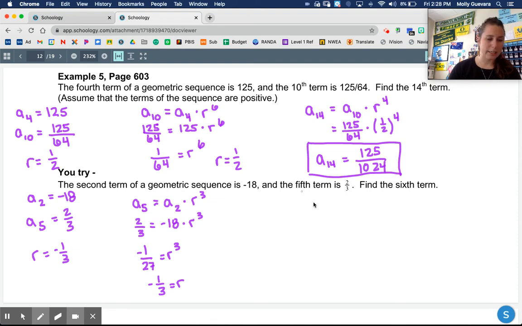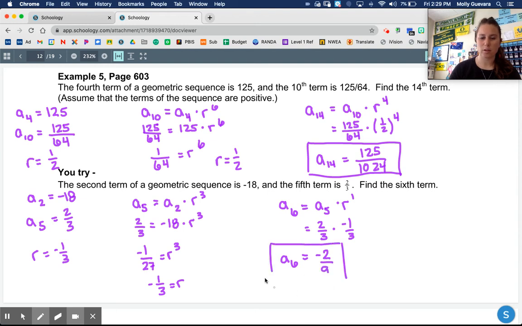Once I know what r equals, now I can find the sixth term. So I can say, hey, the sixth term is equal to the fifth term times r to the 1. The fifth term is 2/3 times r, which is negative 1/3. So when I multiply straight across, I get negative 2 over 9, which is not able to reduce. So that's just my answer.